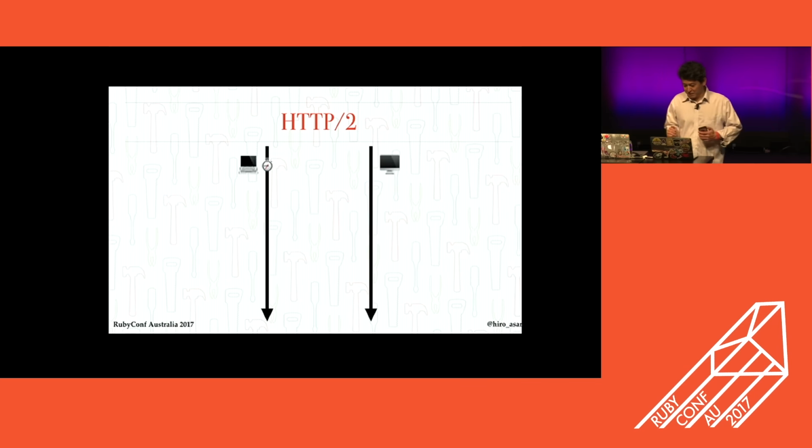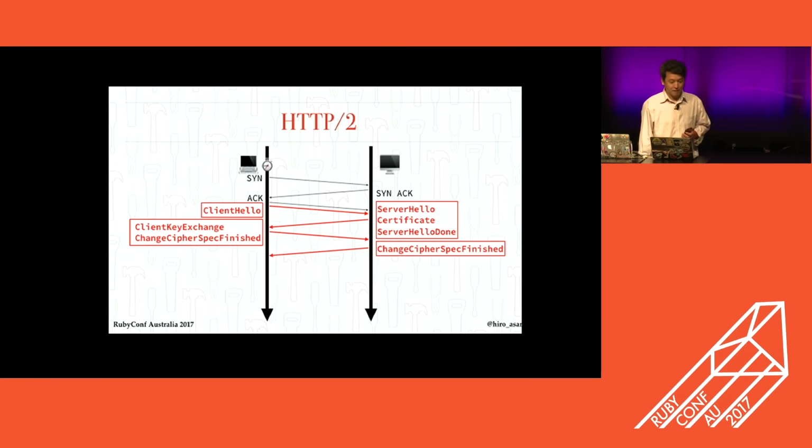All right, so what does it look like? Here we have the same timeline, server on the right, client on the left. We have the TCP handshake, and then after that, we will have the TLS, transport layer security handshake, that will tell you what protocol to use. And after the TLS handshake, the application data will start to flow.